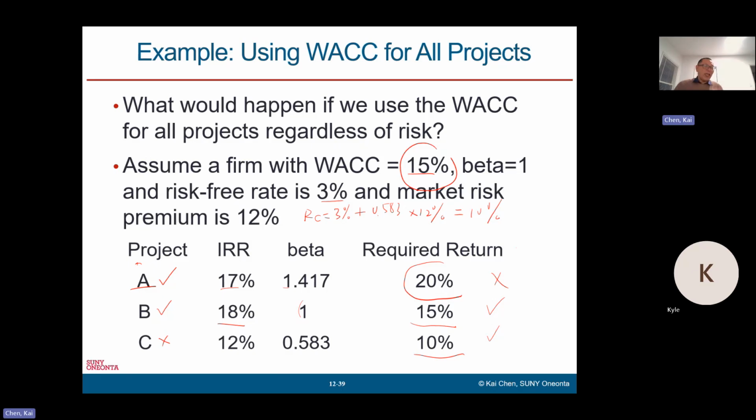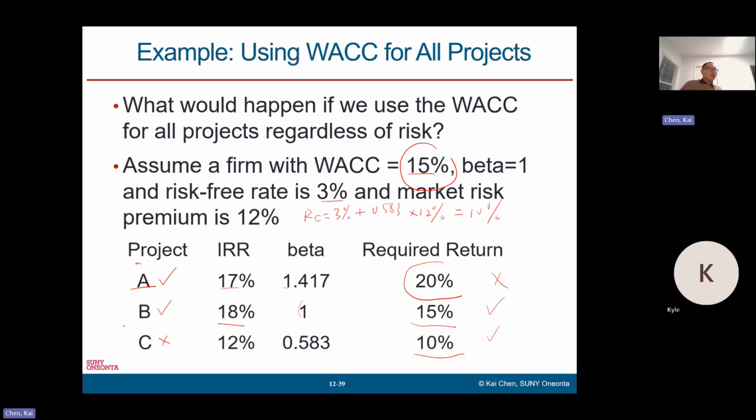Okay, now you can see, if we use different assumptions, then we can have different results. And now, if we assume the project A has the same risk as the total assets of the firm, then we would make a mistake, right? We accept a project that we should reject according to its specific risk.